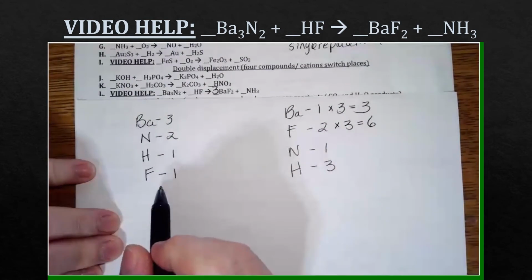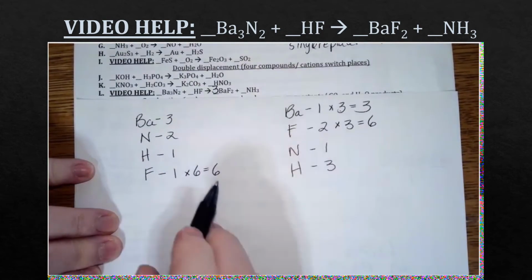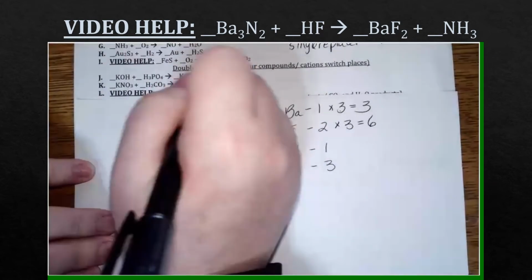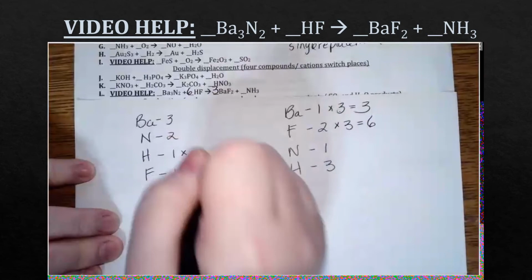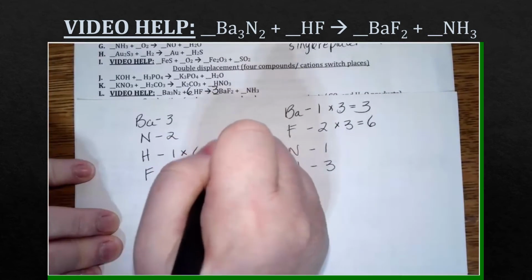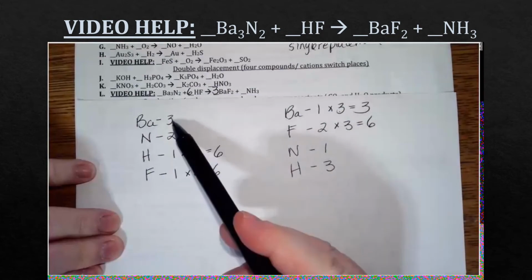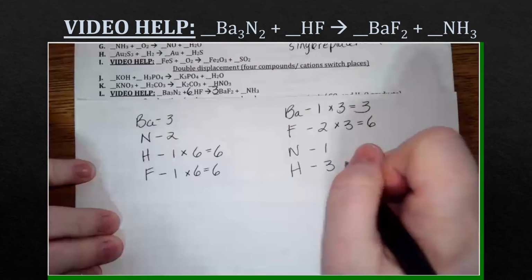Let's fix fluorine. Okay, times 6 is 6. This 6 can't go directly in front of fluorine. It's got to go on the line right here, which means it also affects hydrogen. Times 6. All right, so fluorine is okay, barium is okay. Hydrogen, now that's messed up. So let's try and fix hydrogen.